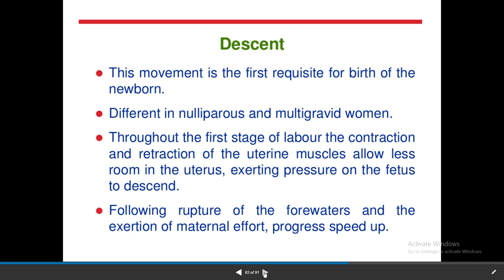Descent. This movement is the first requisite for birth of the newborn. It is different in nulliparous and multigravid women. Throughout the first stage of labor, the contraction and retraction of the uterine muscles allow less room in the uterus, exerting pressure on the fetus to descend. Following rupture of the forewaters and exertion of maternal effort, progress speeds up.